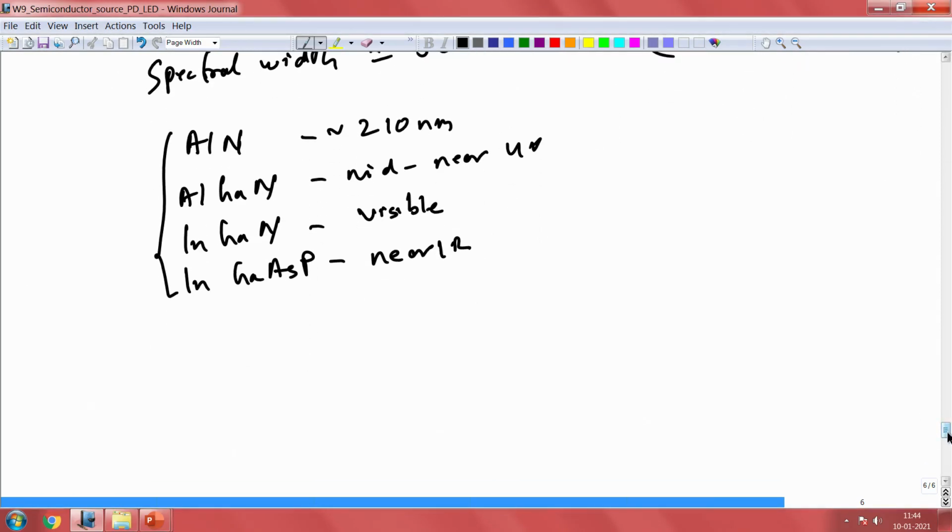So, the next item is, is it possible to control the emission, right? So, what we call modulation.